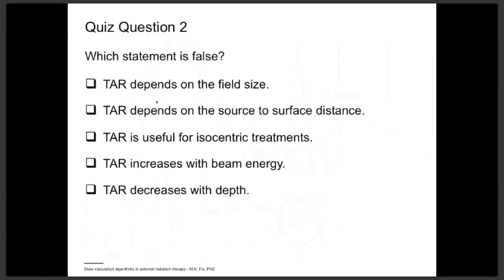So this brings me up to the second question of the quiz. Again, I ask which statement is false. Tissue-air ratio depends on the field size. Tissue-air ratio depends on the source to surface distance. Tissue-air ratio is useful for isocentric treatments. Tissue-air ratio increases with beam energy, or tissue-air ratio decreases with depth.